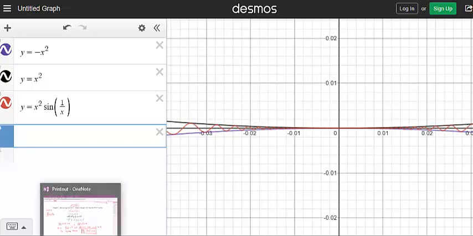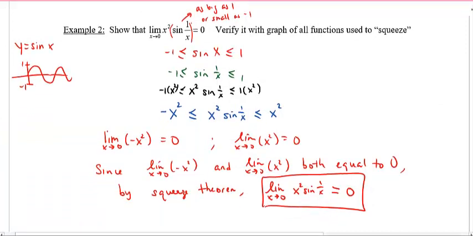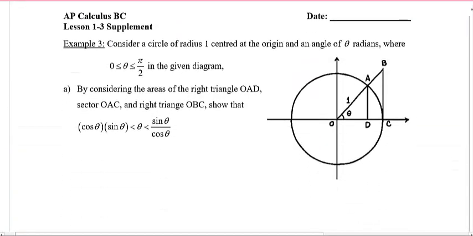Turn the page in your notes. Those of you in the AB, you don't have this example number 3. I think I just told you the result afterwards, so you can skip this part if you want. But those of you in the BC class, I'm actually going to try to do this little proof for you here. Okay? So I want you to consider this circle. It's a unit circle, radius 1, centered at the origin, and there's an angle of theta radians, where of course the angle theta is between 0 and 90 degrees, or pi over 2, in the given diagram.